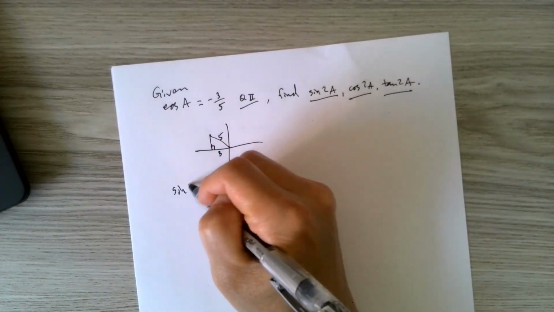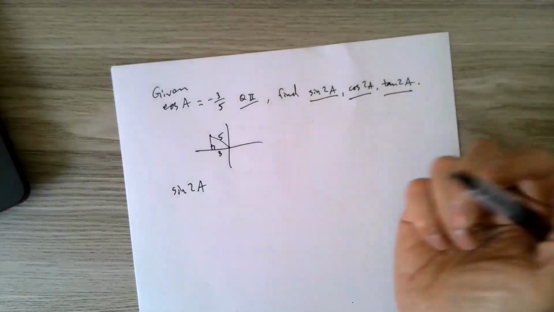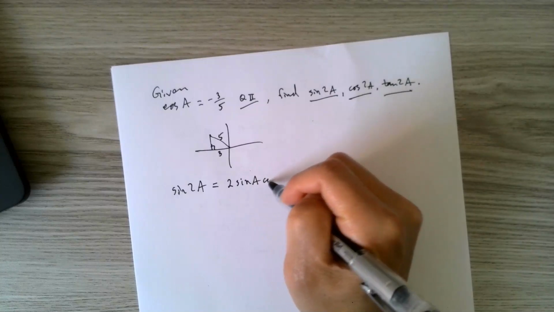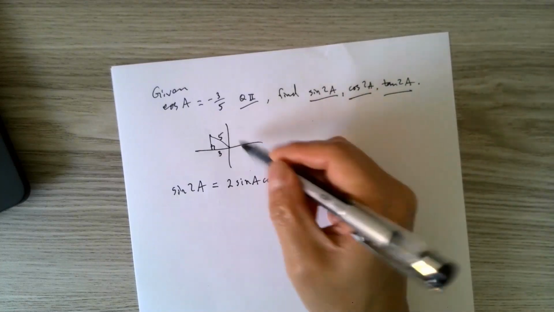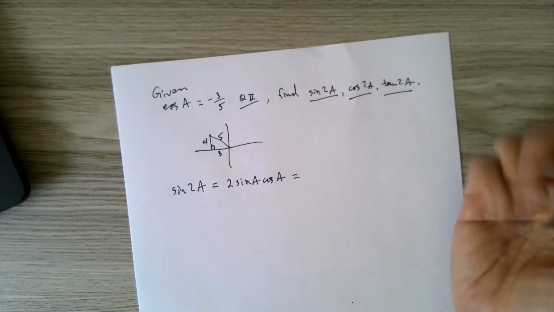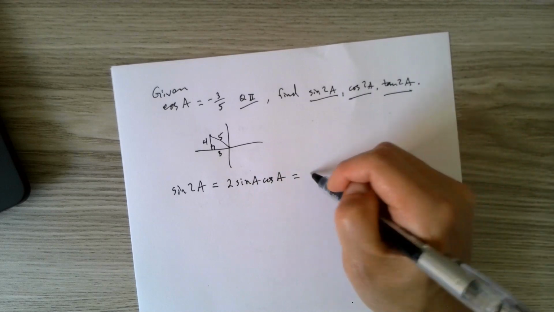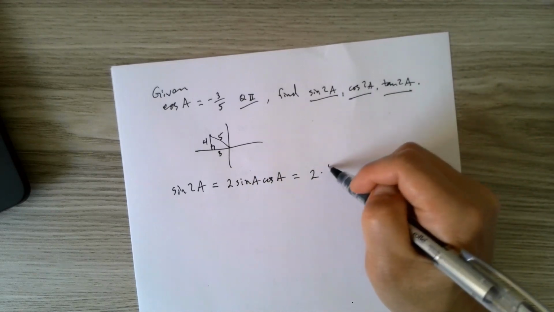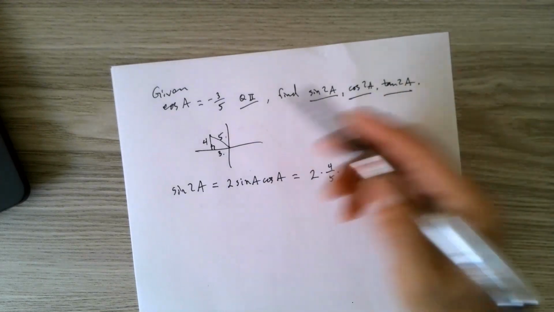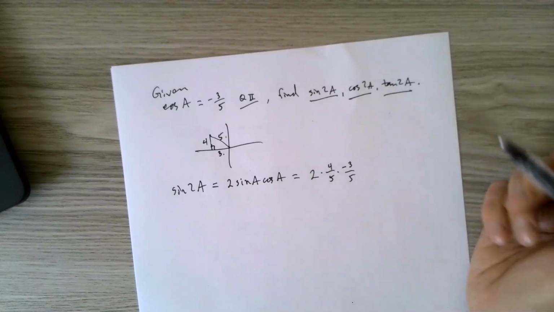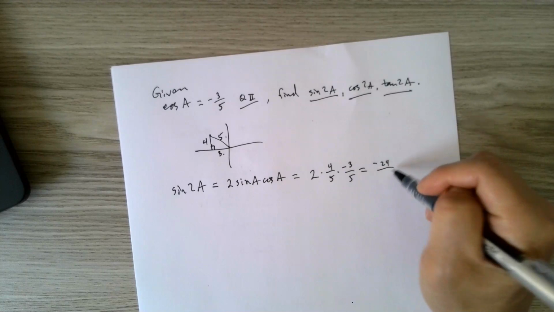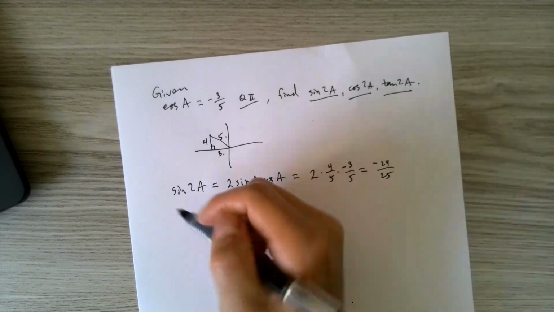So first of all, sine of 2a, I know from the identity, is 2 sine of a cosine of a. So now that I have my triangle, this side is 4. Now that I have my triangle, I can just plug in these ratios. Sine of a is 4/5, and the cosine of a is -3/5. Simplify, -24 over 25.